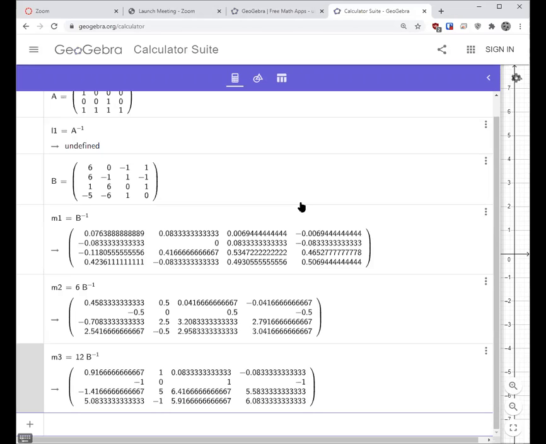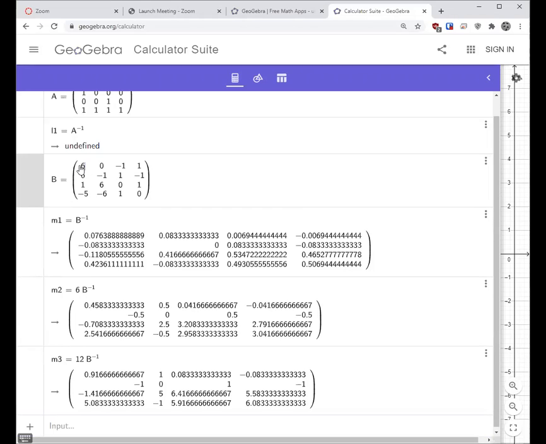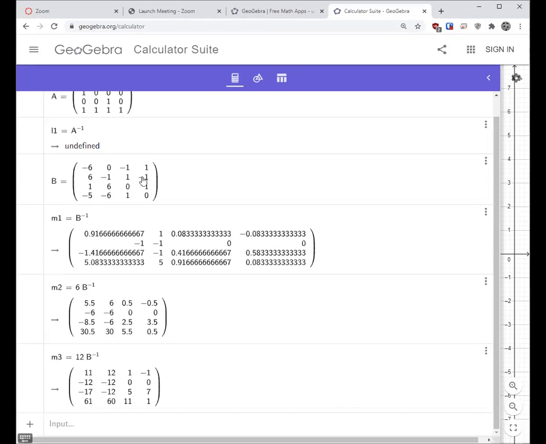Oh wait, you know what? I made a mistake in inputting the inverse. I made a mistake here. This entry should be -1 or -6. So you would get this one, and then if you multiply by 6, you get that. And you multiply by 12, you get that.